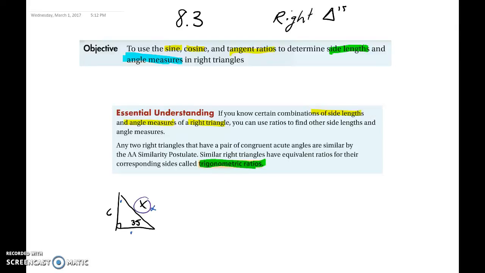All right, now we're going to move on to the last video of section 8.3. In this video, we're going to use our trigonometric ratios to solve for angle measures. We're going to use the same trigonometric ratios that we were doing before, our SOHCAHTOA, but now we're going to use them to solve for an angle measure.